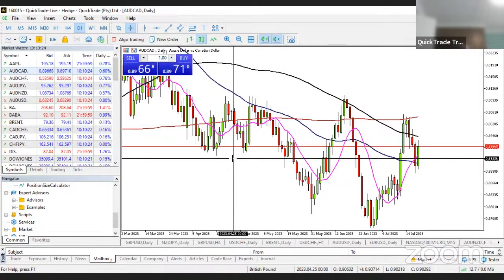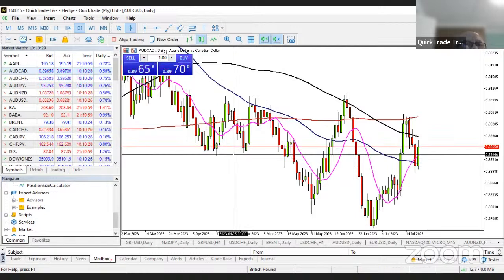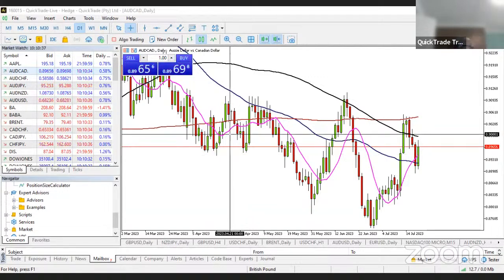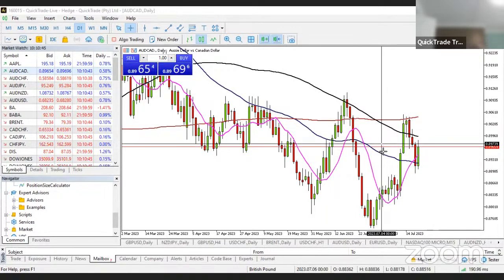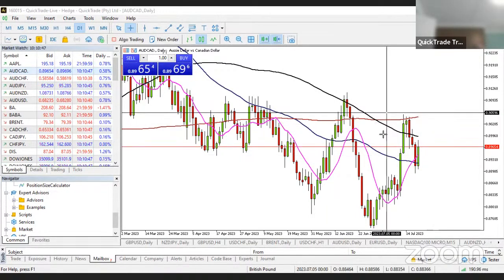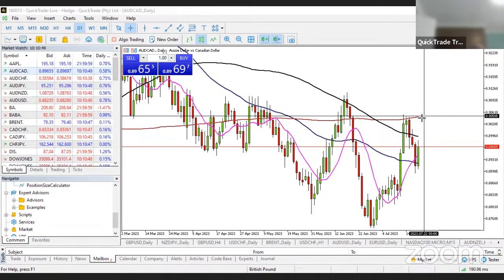AUD CAD, I'm expecting some downside here. What are you looking at? Yeah, look at that. For a buy? Okay, you're looking for a buy. Well, I'm not too sure about that. It's in the neutral zone. Remember, if it's between the brown and the blue, never mind the black one, that's a 50 and that's a 200, all simple. Between the two, you can buy or sell it.